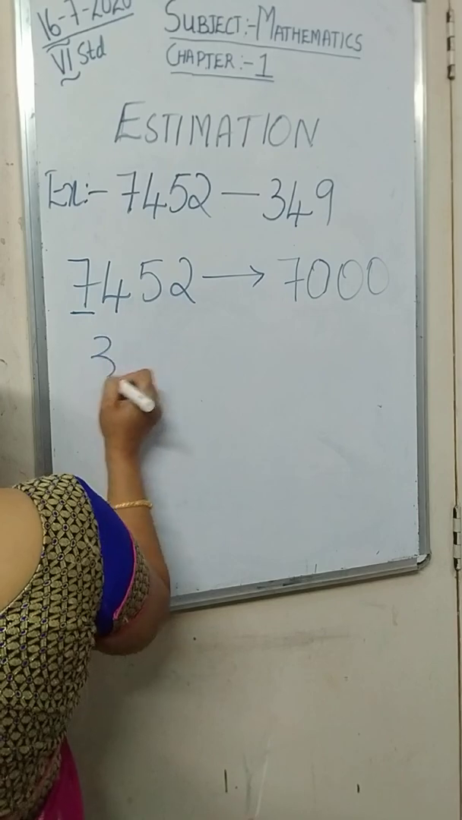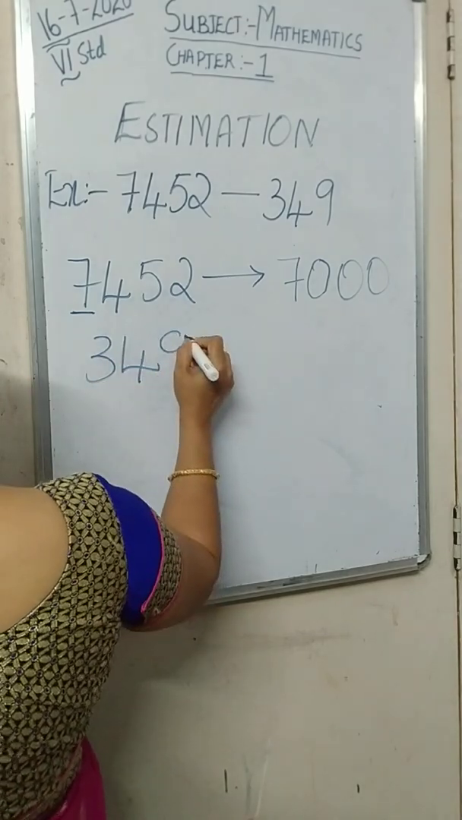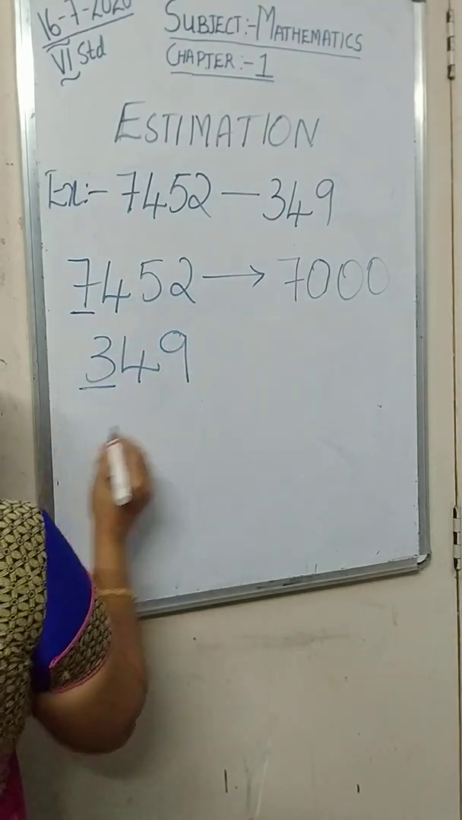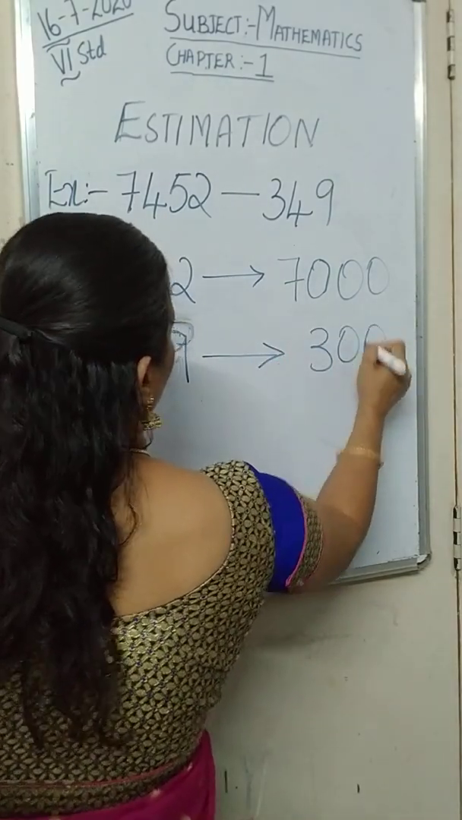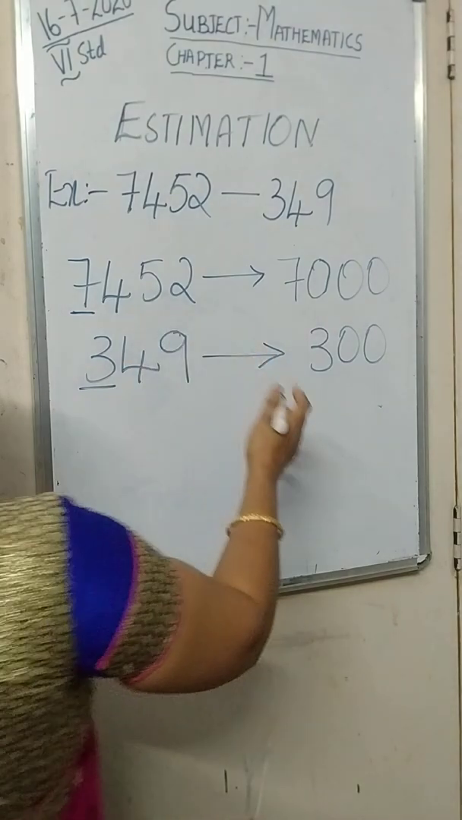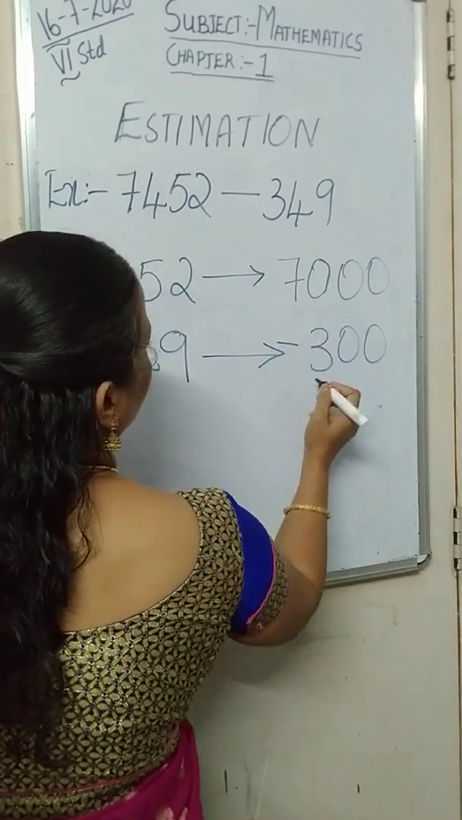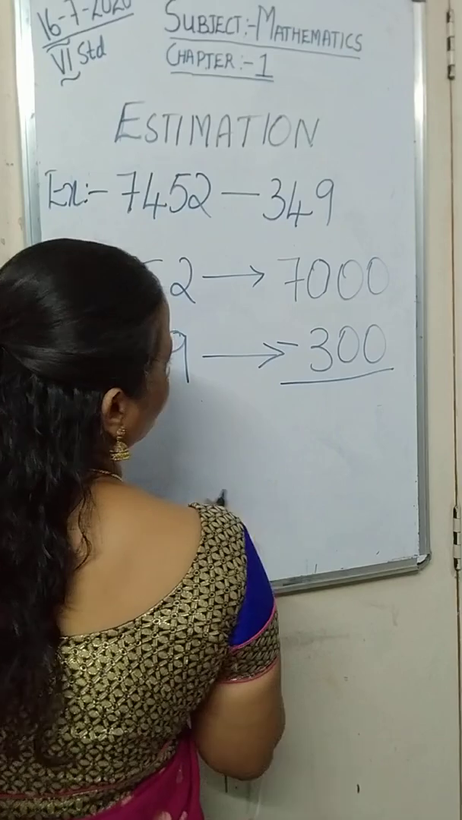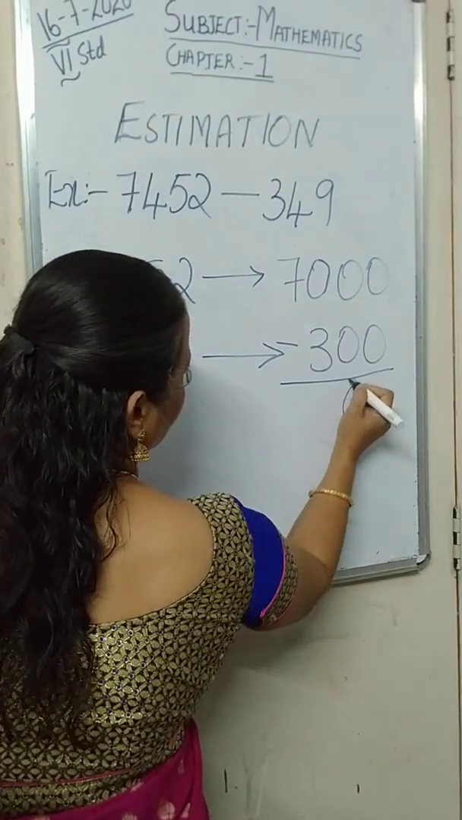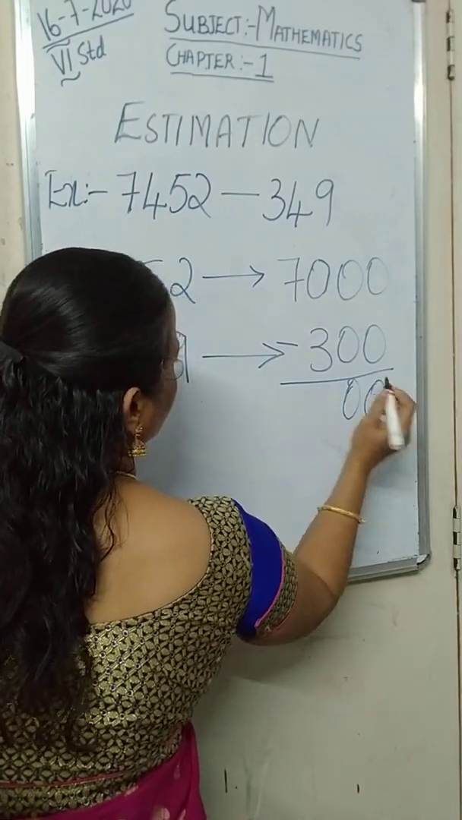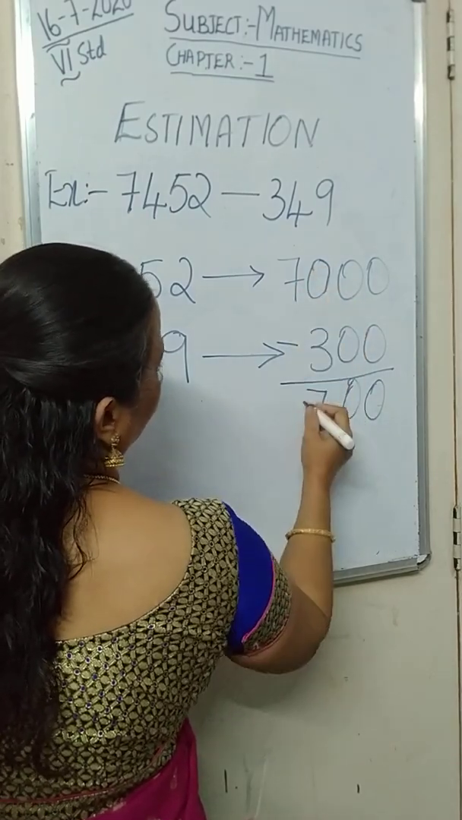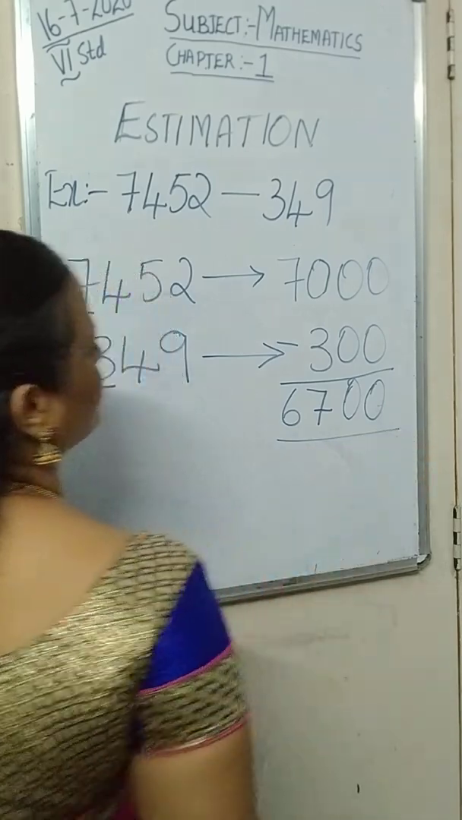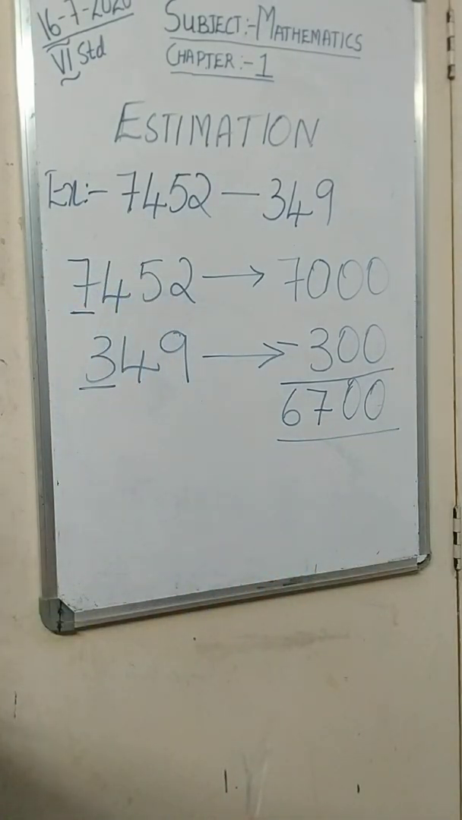Similarly, 349. Here, the greatest place value is 3. It is estimated to 300. So, now let us subtract. When we subtract 7000 and 300, we get the answer as 0, 0 here. Here it is 7 and here it is 6. So, the answer is 6700. Yes, did you understand?